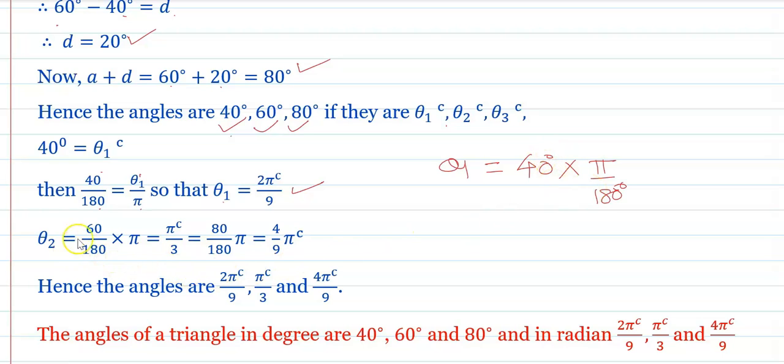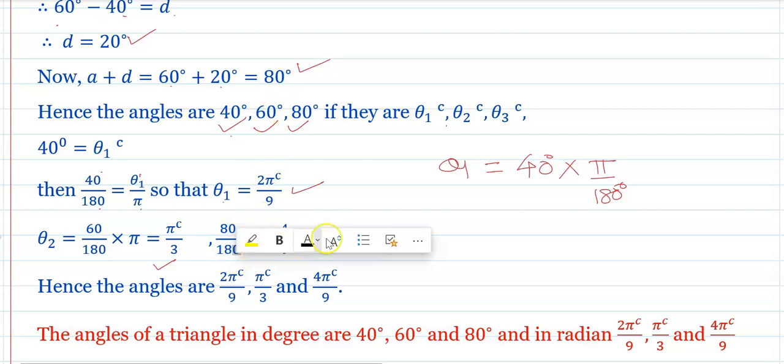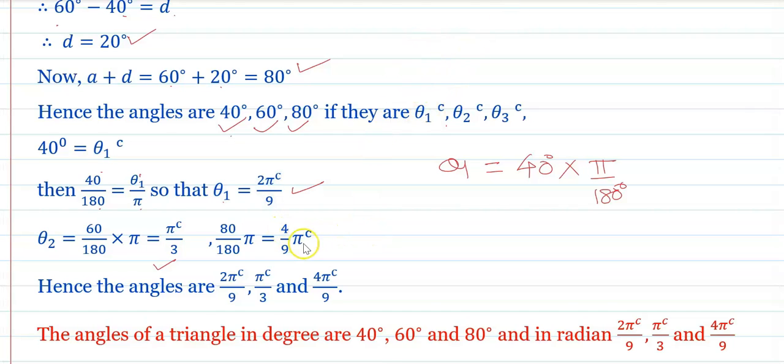Next, theta 2 is equal to 60 upon 180 into pi, then you will get pi by 3 radian. The third angle is 80 degree, that is 80 upon 180 into pi, and if we simplify, then you will get 4 pi radian upon 9, or 4 by 9 pi radian.